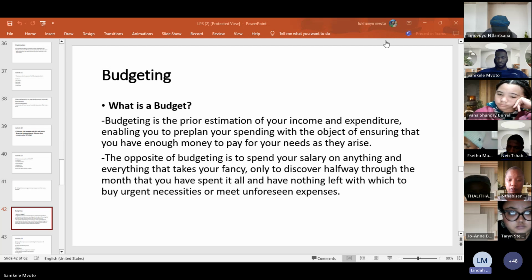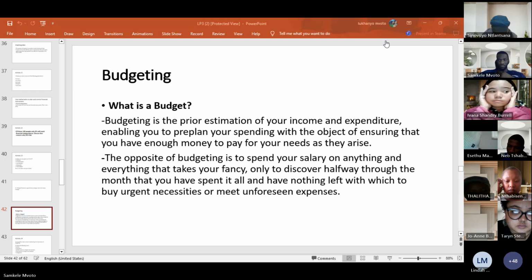So we are moving on to a budget. A budget is calculating your income versus your expenditure. When income is more than expenditure, you're going to have a surplus. If it's in business, you'll be having a profit.